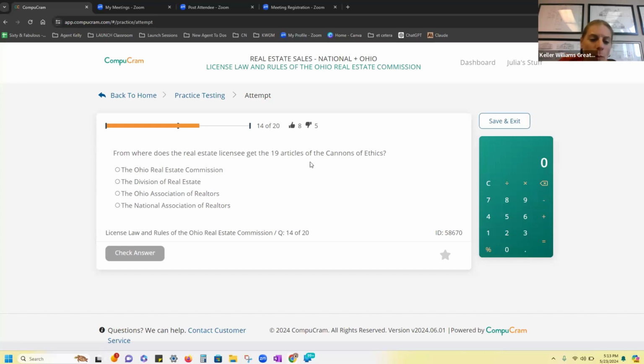Okay. So from where does the real estate licensee get the 19 articles of canons of ethics? Is that A, the Ohio Real Estate Commission, B, the Division of Real Estate, C, the Ohio Association of Realtors, or D, the National Association of Realtors?